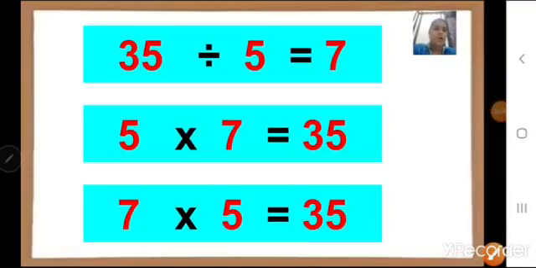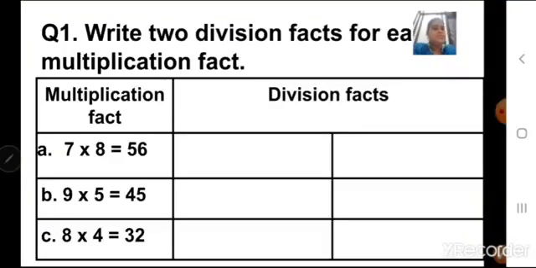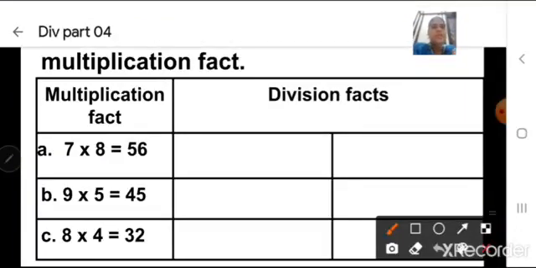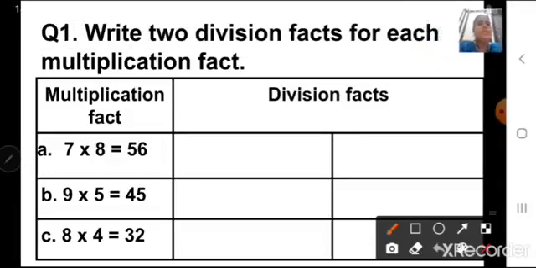Now children, take out your textbook. We are going to start with our exercise 6.4. Children, you can write the answers in your textbook itself. Question number 1. Write 2 division facts for each multiplication fact. So the multiplication fact is given to us and we have to write 2 division facts. So let us write, children.